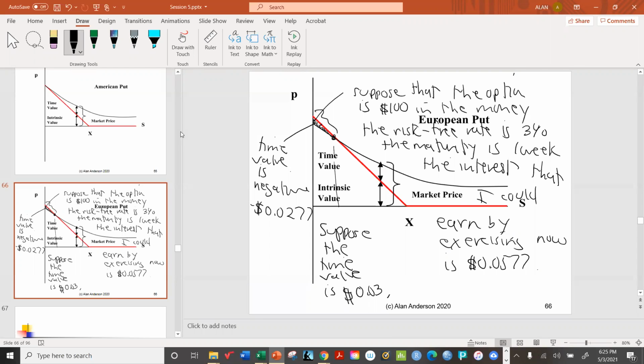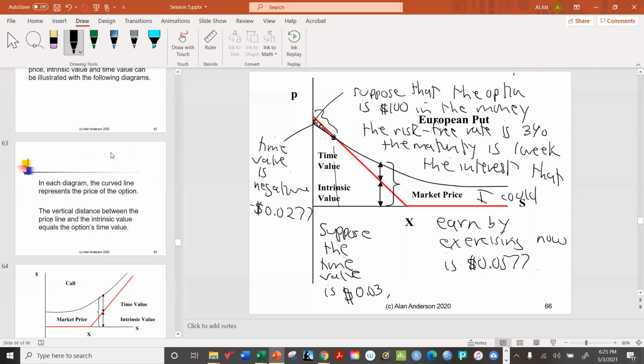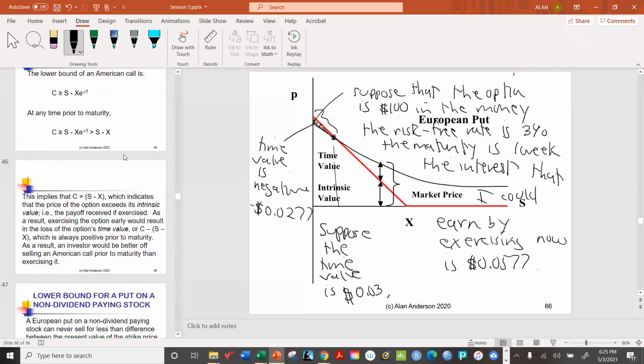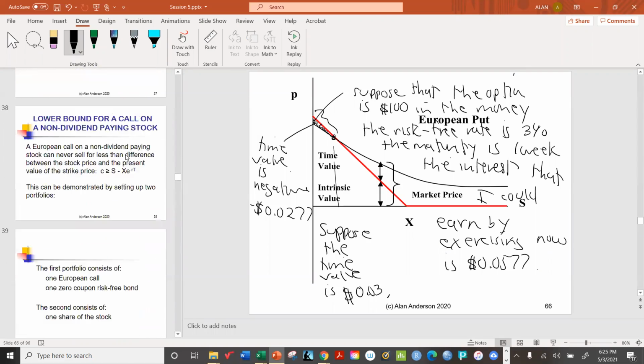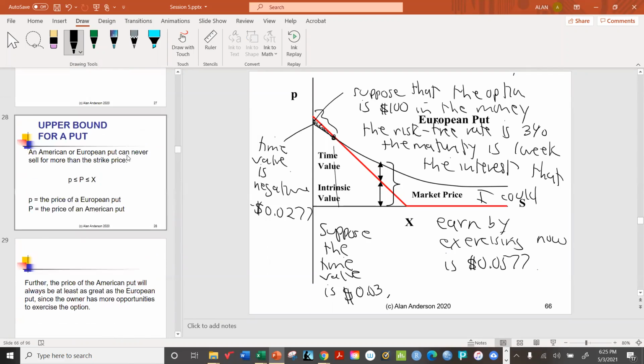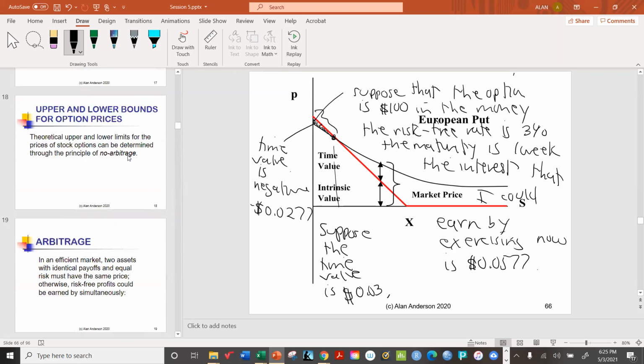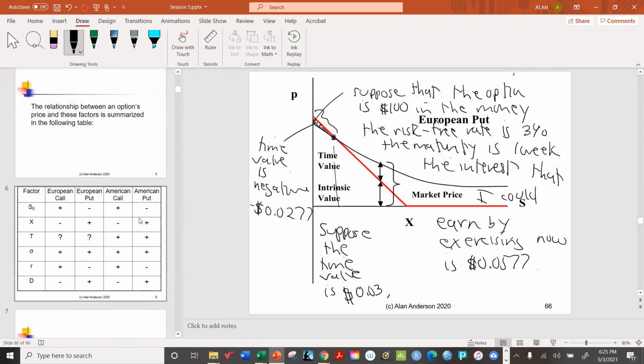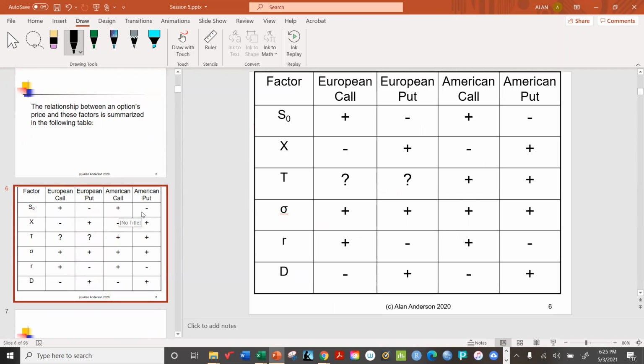And so because of that, that's why in this chart we have question marks for time. Let's go back here real fast. Question marks, where are we? It's so far back. Here it is. Question marks for European calls and puts, but not for American calls and puts. For them, more time is always good news. Nice. All right.